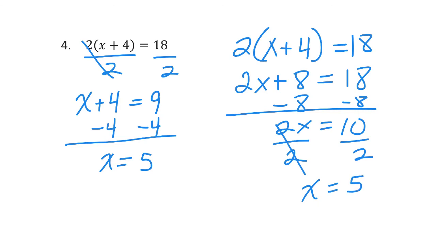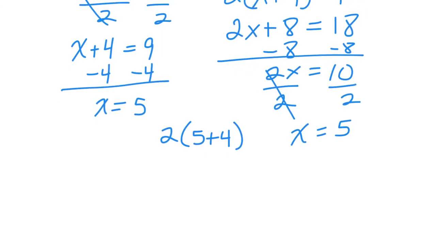For my mental check, or on paper for those of you who prefer to have it, I take my expression, 2 times the sum of x plus 4, I put a 5 in for that, and then I multiply those after I add, and I get 18. Hey, you're all set.